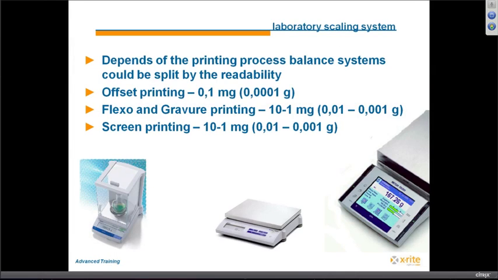Then once we need to get a drawdown, we have to mix inks. Let's say for offset we usually recommend to have 2 grams for mixing. Technically it could be better to mix 1 kilo of ink, but it's not necessary, and you would then have 1 kilo of waste.